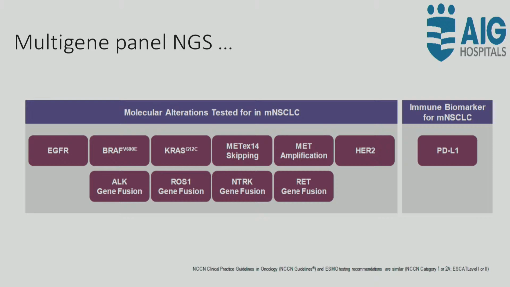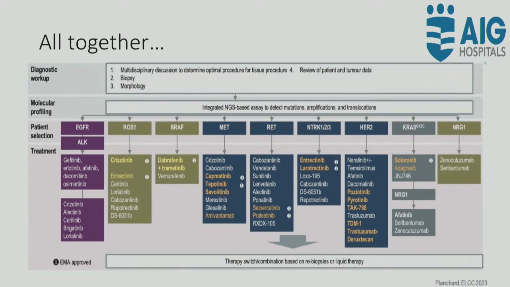You can use the PCR individually, or you can use a multi-gene panel NGS. In our hospital, we use a multi-gene panel NGS for detecting these molecular alterations, and this is something that we have developed ourselves. So when we put everything together, we have a patient with metastatic lung cancer, the diagnostic workup is complete, then we molecular profile the cancer. Once we do the molecular profiling, we sit with that and try to identify which is the driver. I'll show you how we do that.